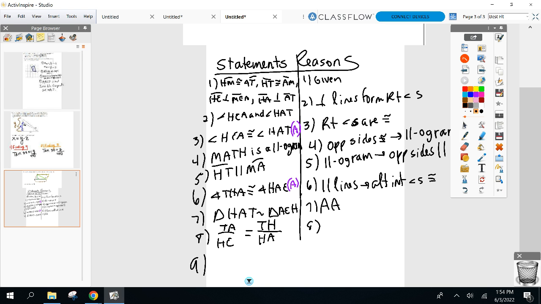But why is this proportion true? That's what I'm asking. What's my reason for this proportion to be true? Oh, because CSS. Oh, okay. Look at that. Oh, that's what it was called. Corresponding sides of similar triangles are proportional. Then we could say means and extremes are equal. That is a solid 6-pointer right there. Solid 6-point proof.